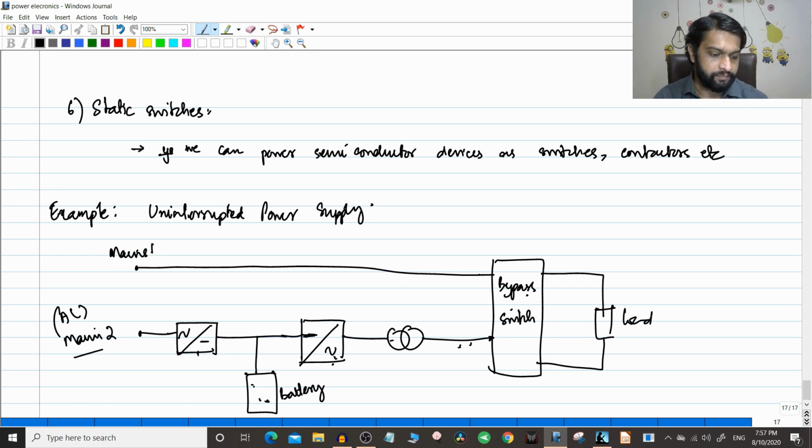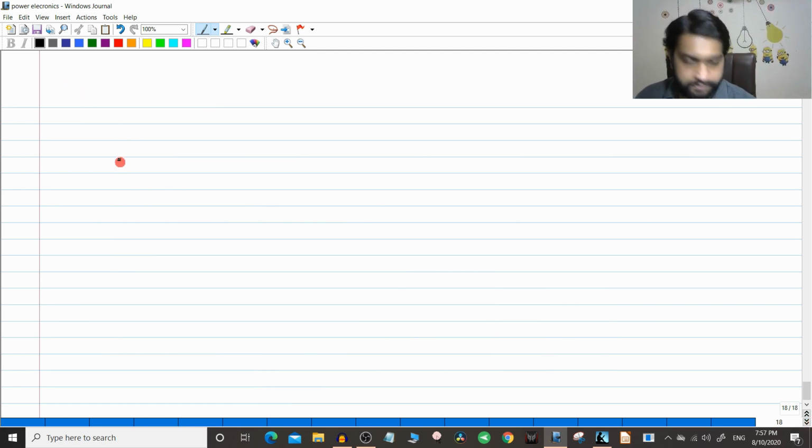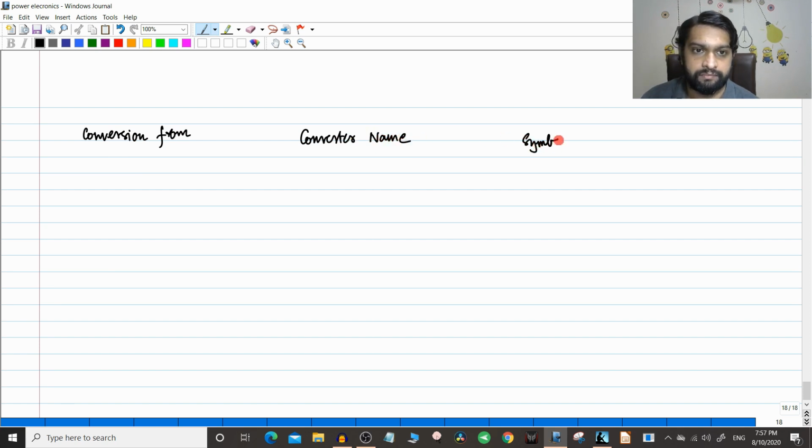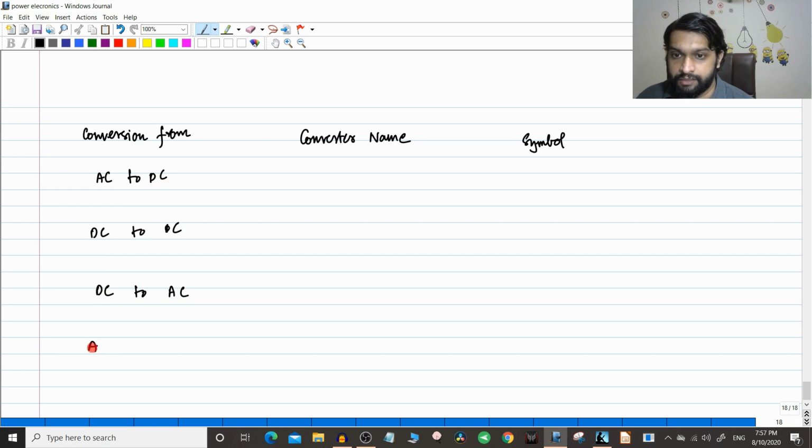Now we will just see a table, an interesting table. In that table, the first portion is conversion from, and then you are having the converter name, and then you are having the symbol. Very important, symbols are very important. So the first one is AC to DC, then you are having DC to DC, DC to AC, and AC to AC. Okay, so AC to DC, you call it a rectifier.